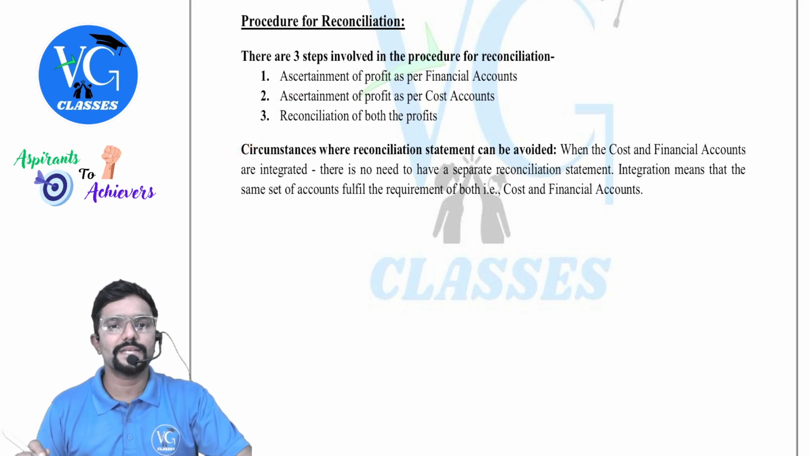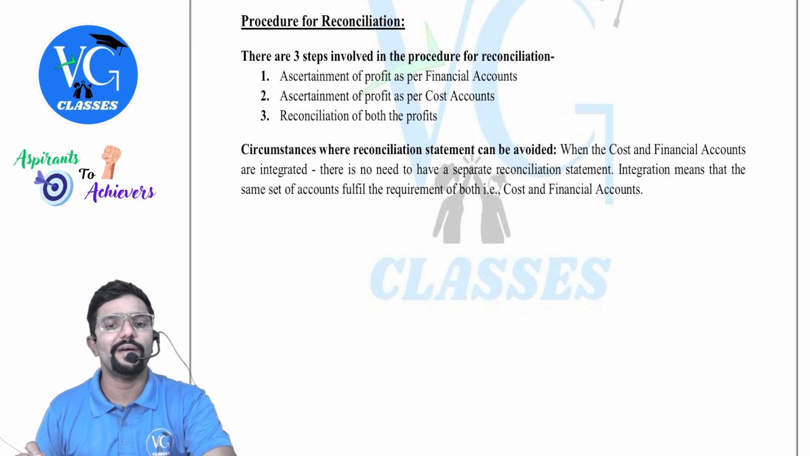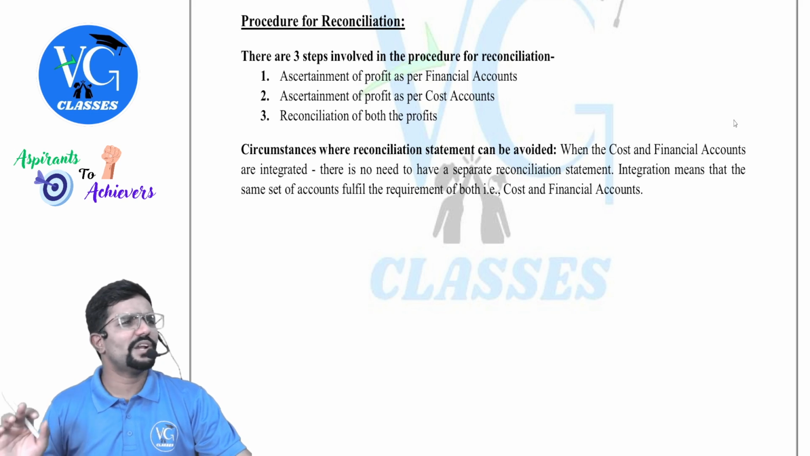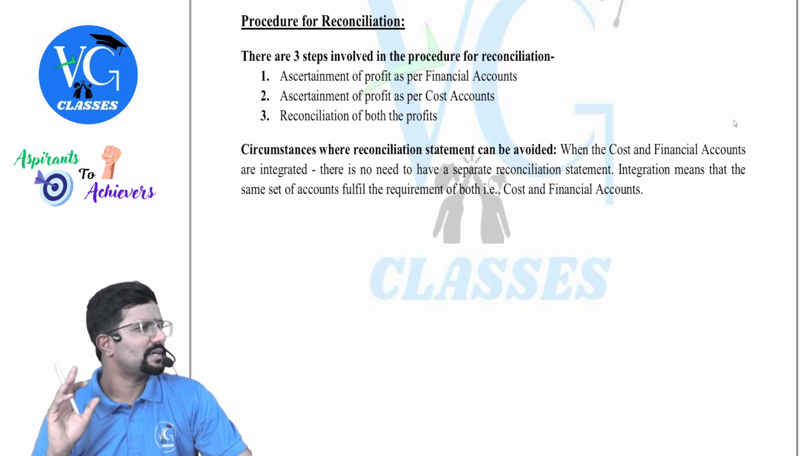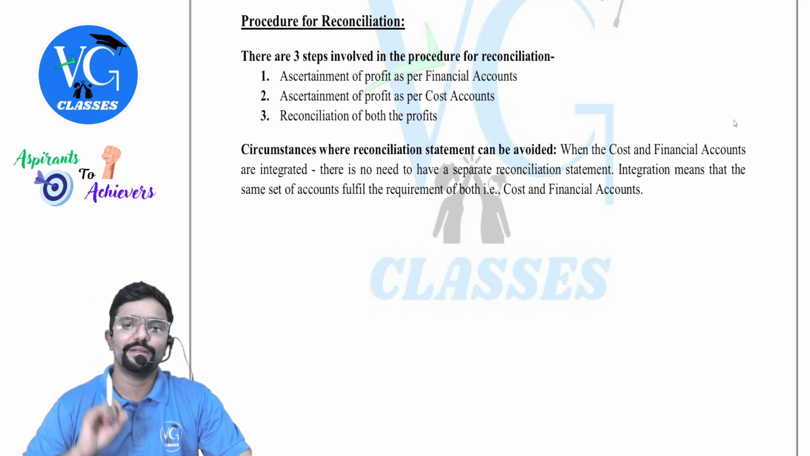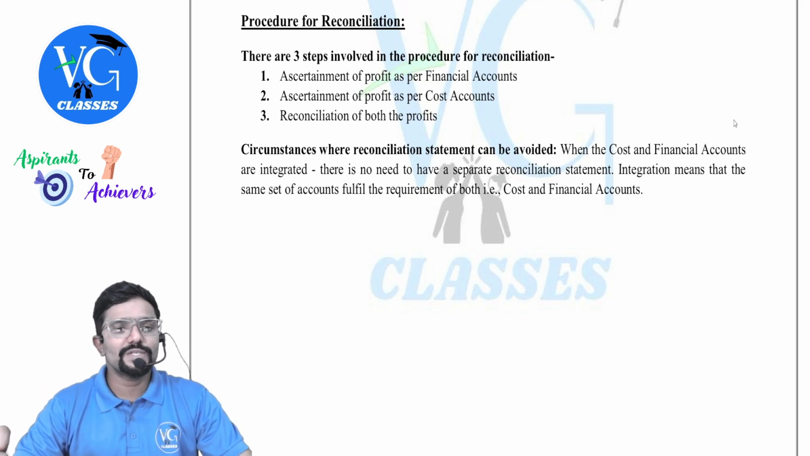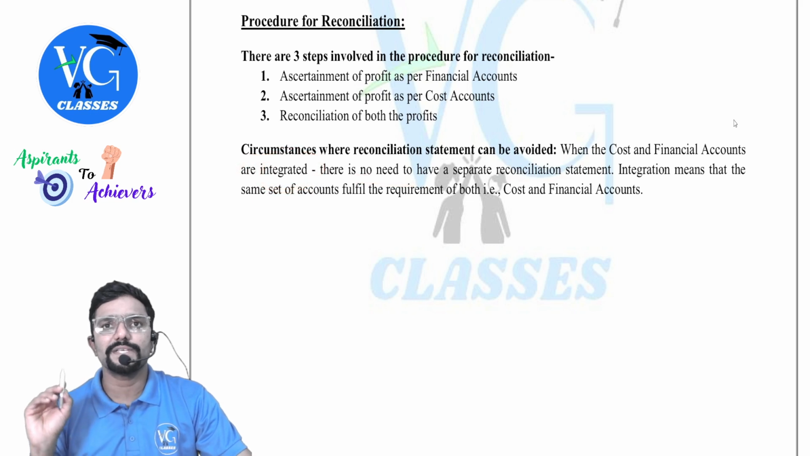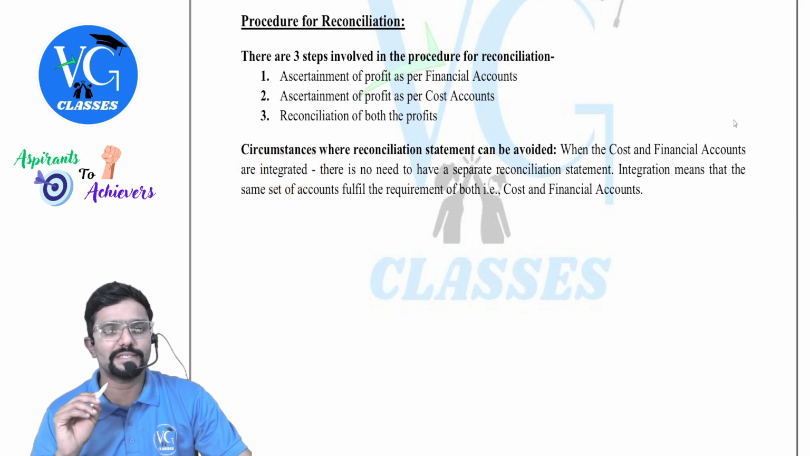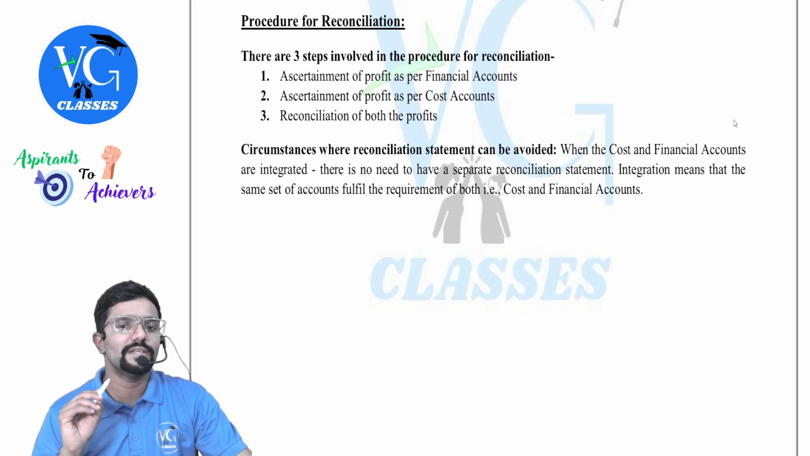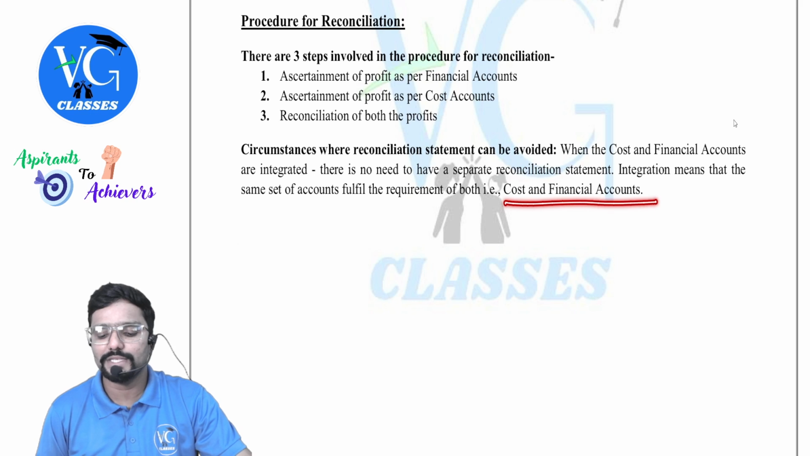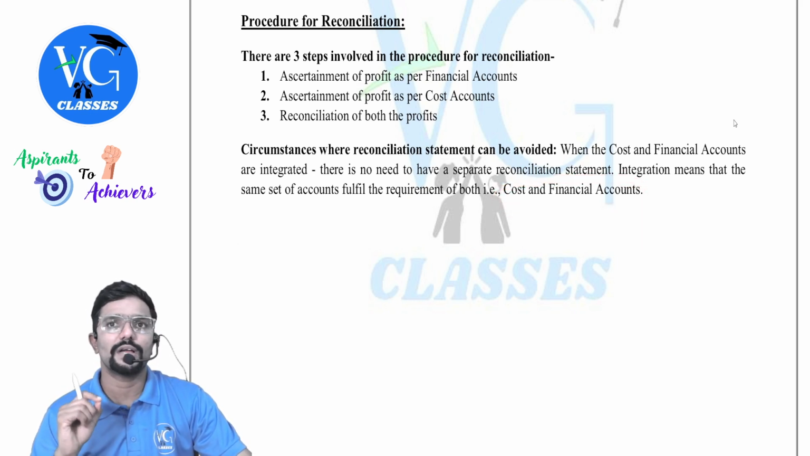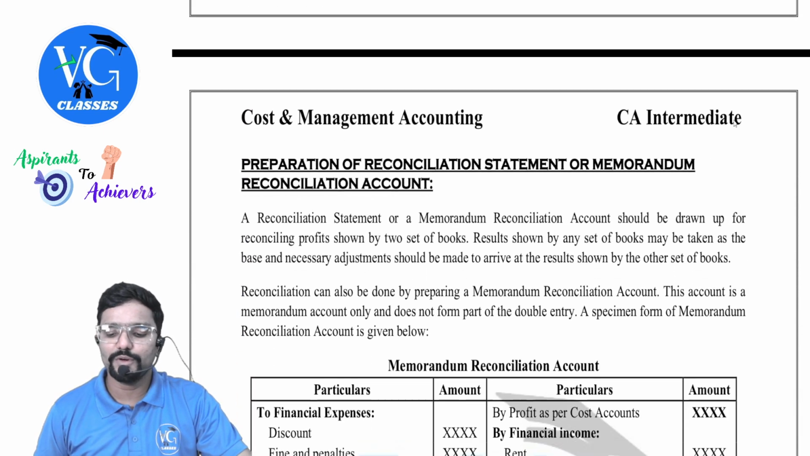Circumstances where a reconciliation statement can be avoided. When can you avoid it? If it is integrated. No sir, I don't want to prepare reconciliation, extra work or extra time. Then go with integrated. When the cost and financial accounts are integrated, there is no need to have a separate reconciliation statement. Integration means that the same set of accounts fulfills the requirement of both costing as well as financial accounts, guys. Yes, this is all about the topic.